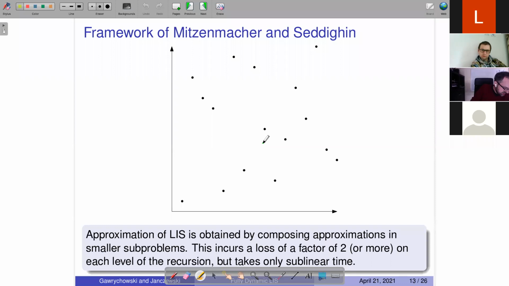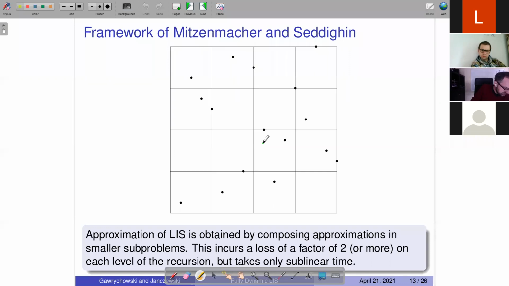And they have this nice framework. It works as follows. So they partition the current points by choosing a grid. So it's a B times B grid. They choose evenly spaced X and Y coordinates to define the grid. And they say that they will create, it's a recursive algorithm, well, data structure.